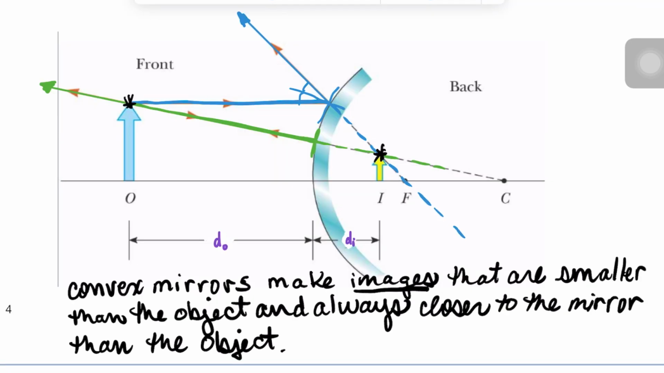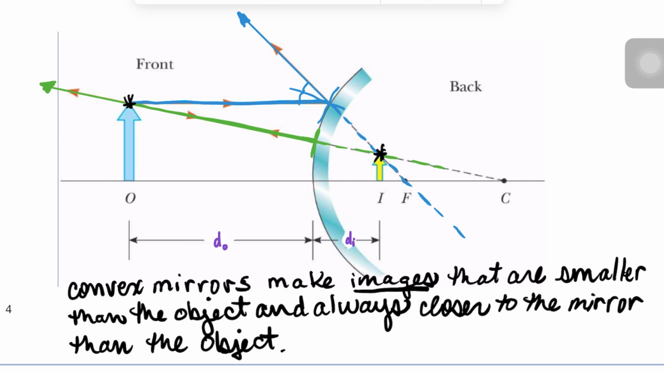Finally, we also looked at convex mirrors, and they make images that are smaller than the object and always closer to the mirror than the object is. They are also upright. An example of this is the passenger side view mirror on a vehicle.